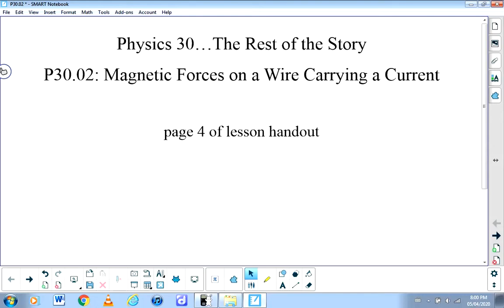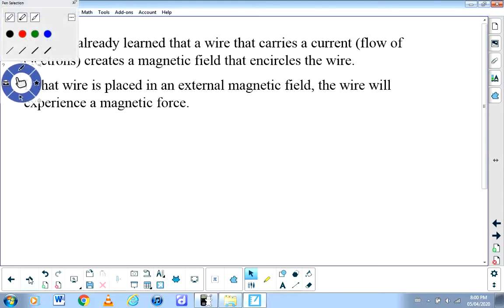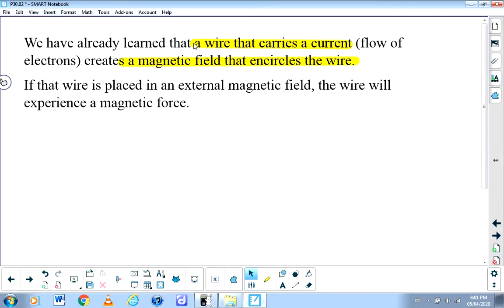We're going to make the same kind of argument as to why there ought to be a magnetic force on a wire carrying a current. Near the beginning of this unit, we learned something about electricity and magnetism, and that's that if you have a flow of electrons in a wire, if you have a wire that carries an electric current, then you will get a magnetic field that encircles that wire.